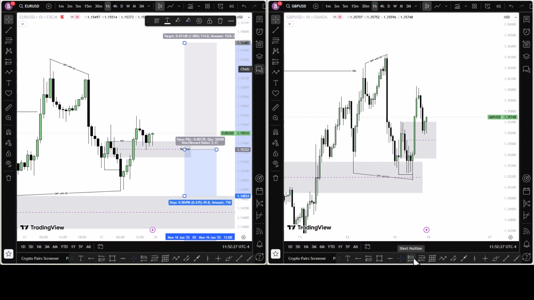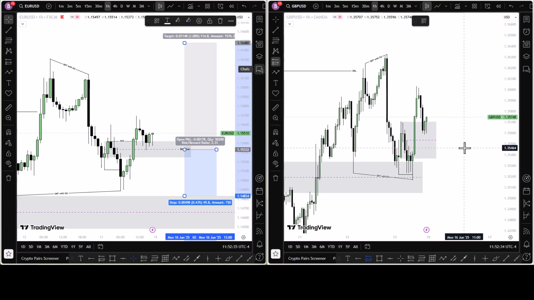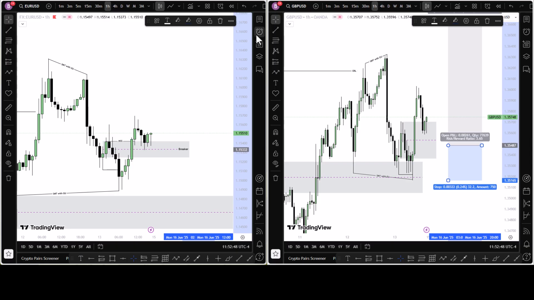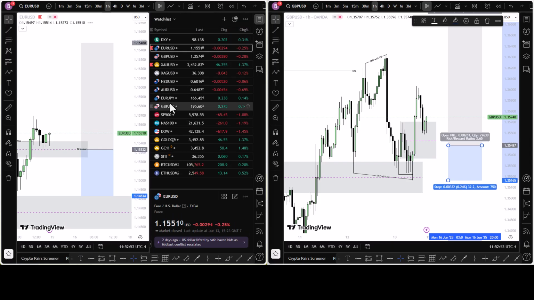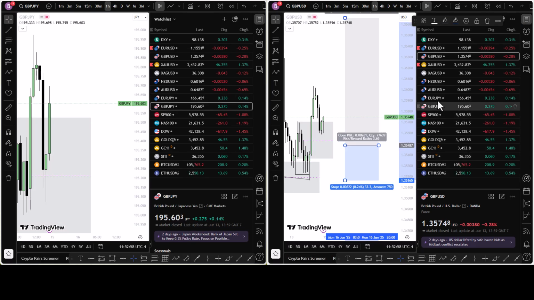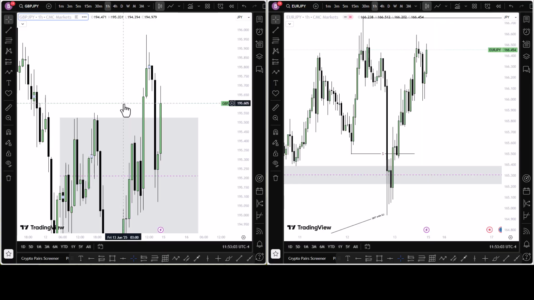bullish. So here, we can see price should go bullish. So this is what we have on GBP and EURUSD. So for GBPJPY, let's go to GBPJPY. On GBPJPY and EURJPY, sorry, EURJPY.